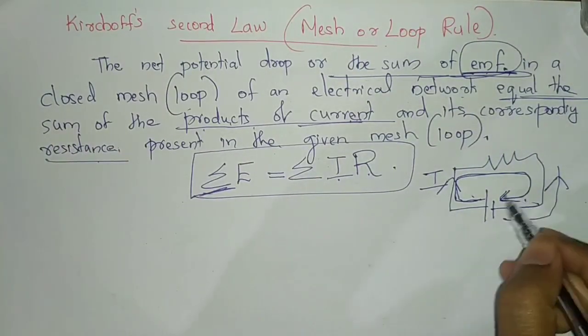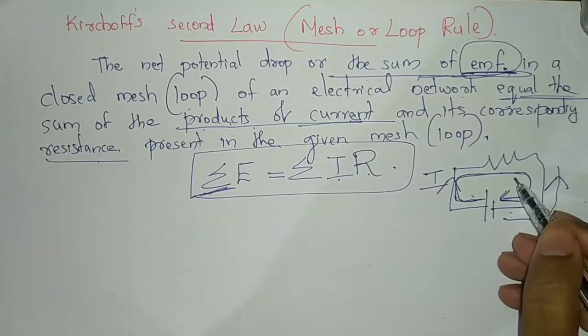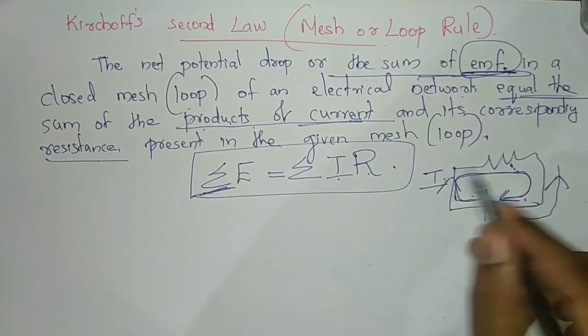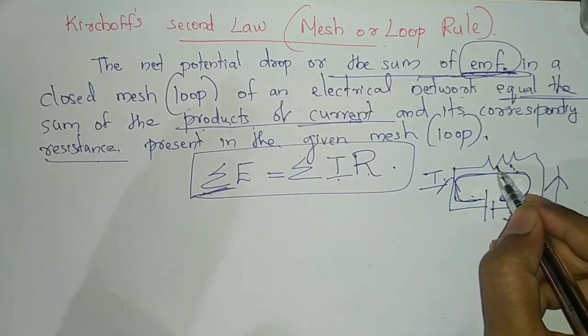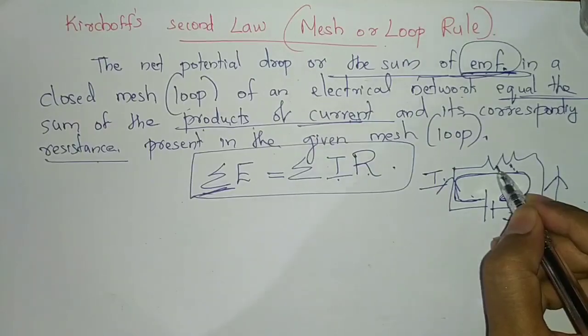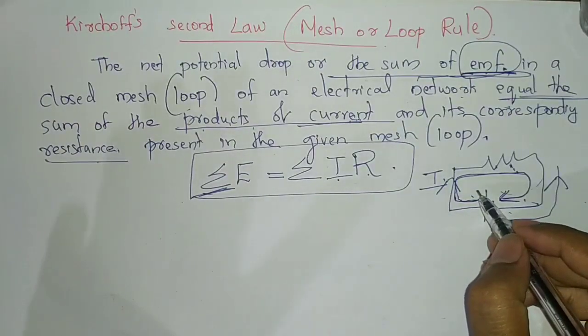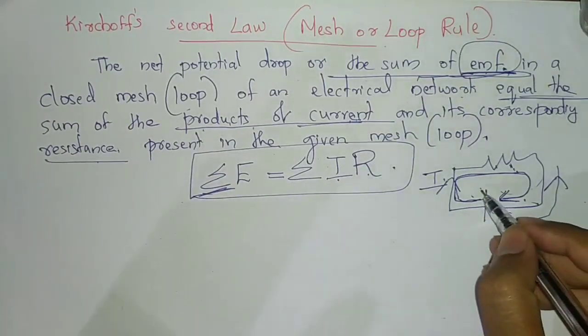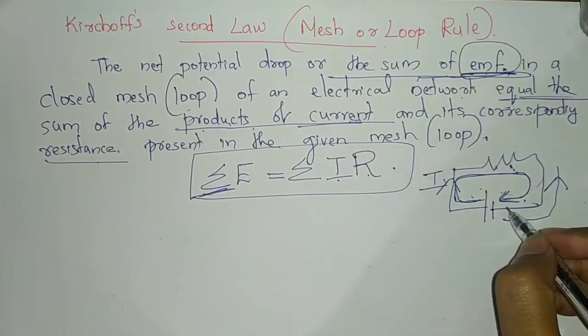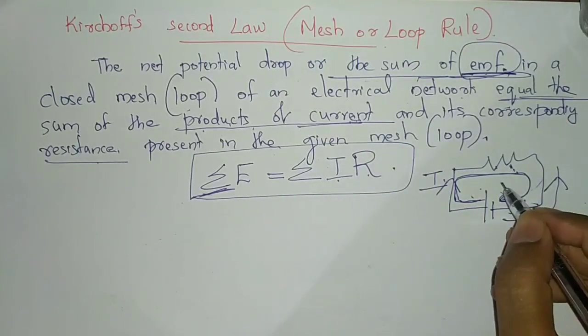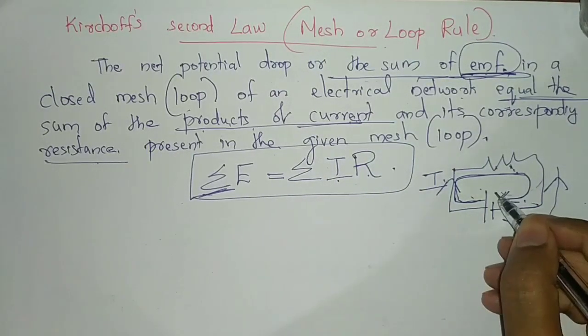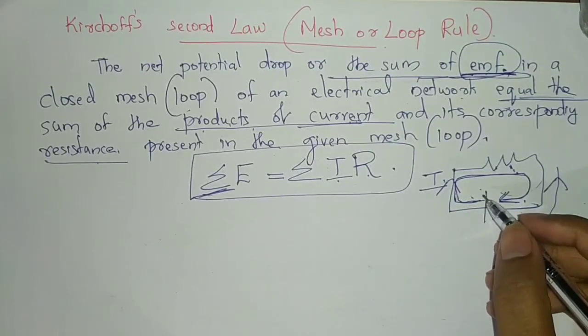So if we travel in the direction of current in a mesh or a loop, then the product of current and its corresponding resistance, I into R, is taken as positive, and if opposite to conventional current, it will be negative. So if we travel from the negative to positive electrodes of the cell through the electrolyte, then EMF is taken as positive, otherwise negative. Listen carefully. If we travel from the negative to positive electrodes of the cell through the electrolyte, then EMF is taken as positive, otherwise negative.